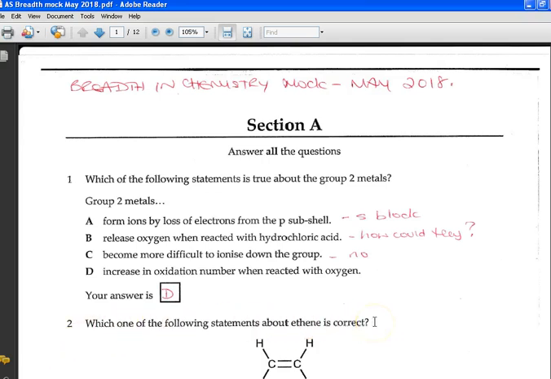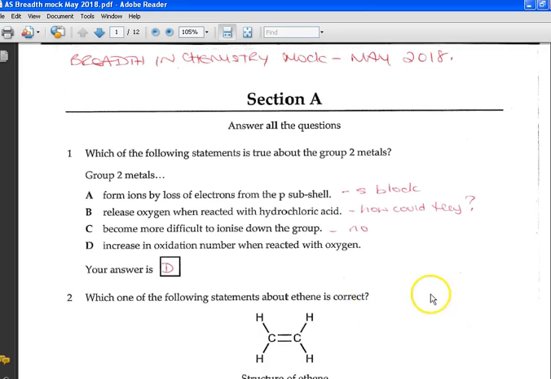Right, hello everybody. Quick run through of the breadth mock that you have just done. Okay, so I'll go through the multiple choice questions and then the extended questions.